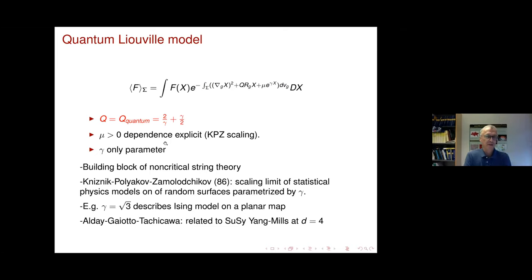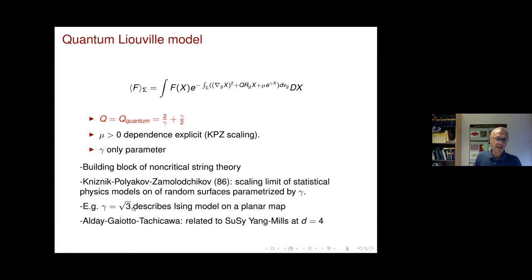I said that this goes back to Polyakov, at least in this framework. And of course, the Liouville model was much earlier already, so it was understood that it's a sort of building block of trying to do string theory away from the critical dimension. That was the motivation by Polyakov, but later it was also understood that it's a way to do random surfaces in two dimensions, namely doing scaling limits of statistical physics models on random surfaces. And then this gamma here parameterizes what random surface you're talking about.